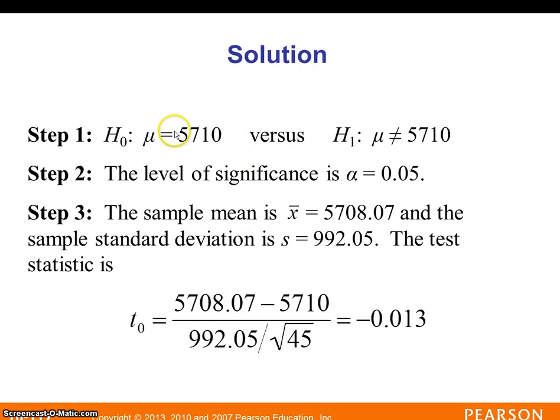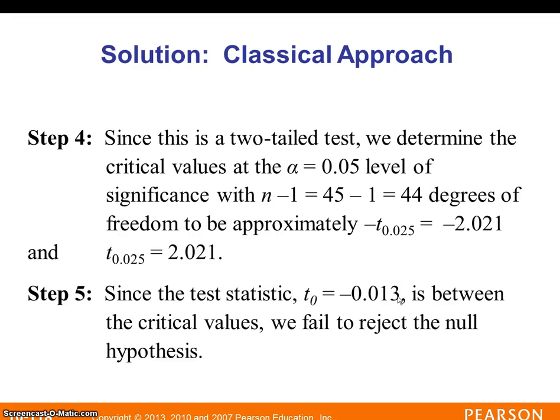So go ahead and calculate your t-statistic. This would be the null hypothesis and the alternative hypothesis. Keep in mind your level of significance. The sample mean is given by this, s is given by this, so throwing into the formula gives you a t-value of this. Using the classical approach with 44 degrees of freedom at an alpha equals 0.05 level of significance, our critical value would be this. Since the test statistic that we calculated is between the critical values, we will fail to reject the null hypothesis in this case.